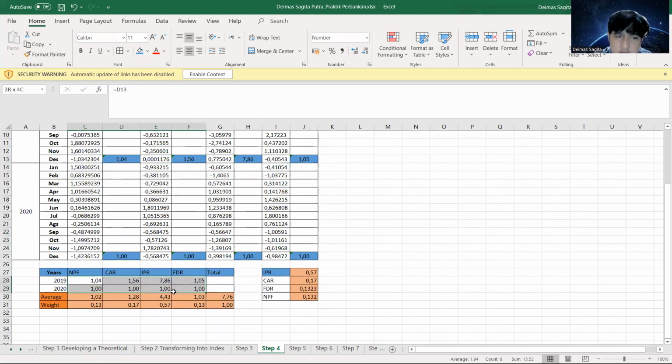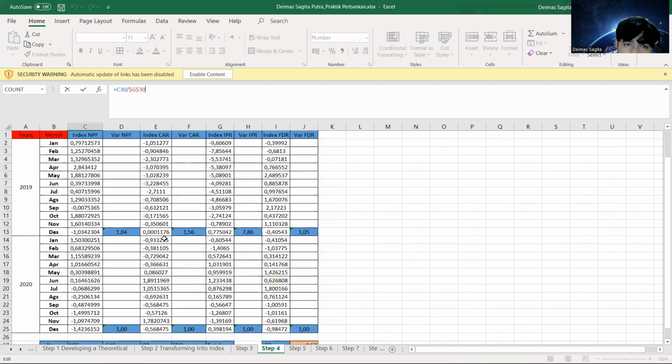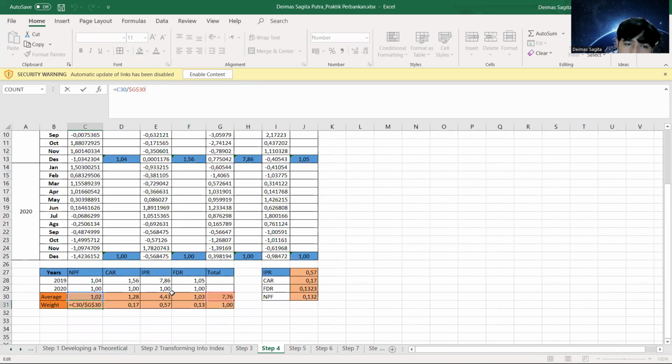Put our data in here and try to find the average for our variance from 2019 and 2020. So just enter the data, and we try to find the weight for our NPF, CAR, IPR, and FDR.